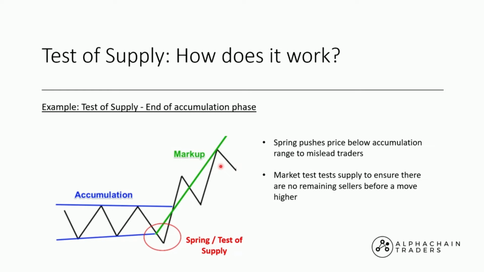If the market test results in a considerable amount of supply coming into the market, the test has failed and the market is not ready to move higher. Therefore, another test may be on the way soon. The supply must be removed before the market can begin a substantial move higher.